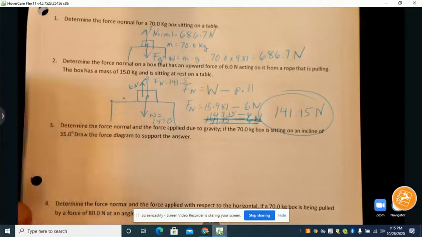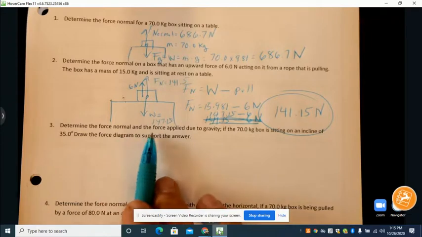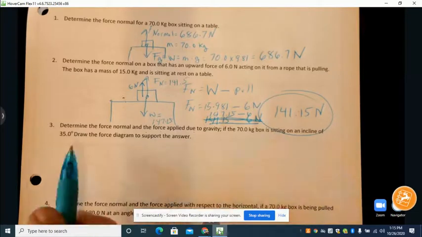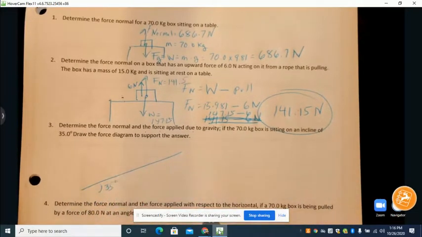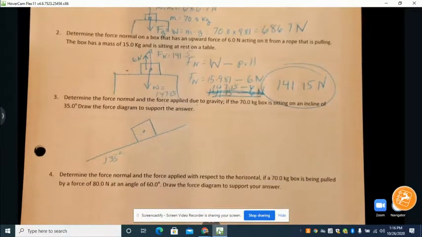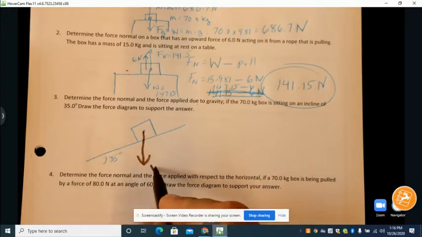Y'all see the cases I tried to demonstrate. Number 3, draw the force normal and the force applied due to gravity. If a 70 kilogram box is sitting on an incline of 35 degrees, we have an incline, there's a box sitting on it. Very important. What's the number one force you can't get away from? Gravity, or the weight of an object. Which way does it act? It always acts straight down. The weight of the object.